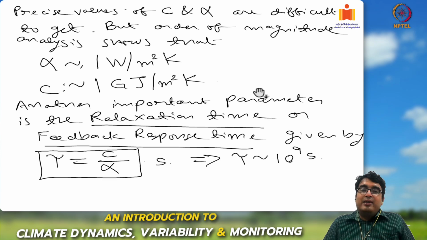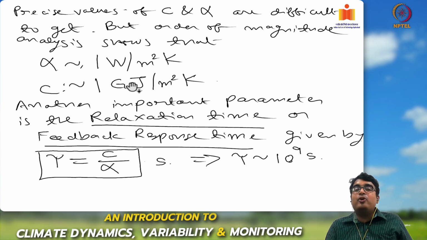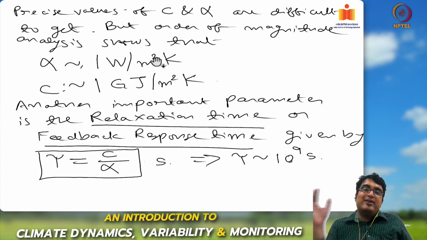Now, precise values of C and alpha are difficult to evaluate, but we have shown using the mixed layer approximation we discussed earlier that C is around 1 gigajoule per meter square Kelvin. For our climate system, alpha is 1 watt per meter square Kelvin. Okay, so it's a positive term, we have a stable climate. So that is good to know.